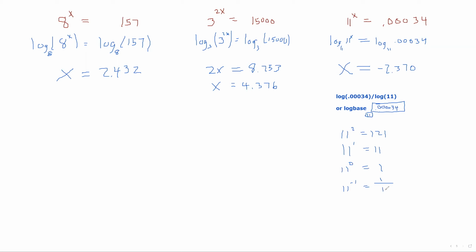1 over 11. 11 to the negative 2 is 1 over 11 squared, or in other words, 1 over 121. We have a fractional number. We have a decimal that is smaller than 1. So does it make sense that we have a negative exponent? Yeah, actually it does.